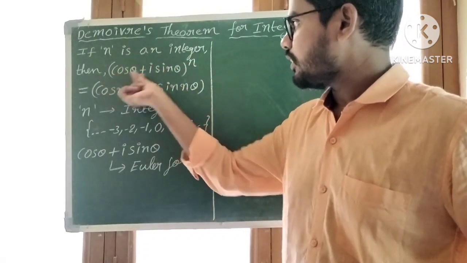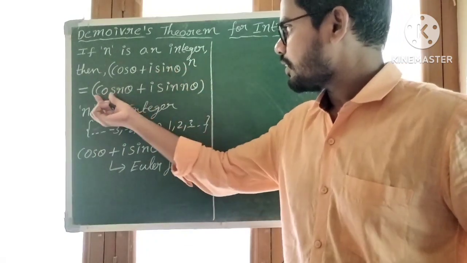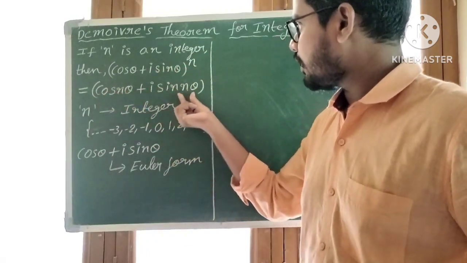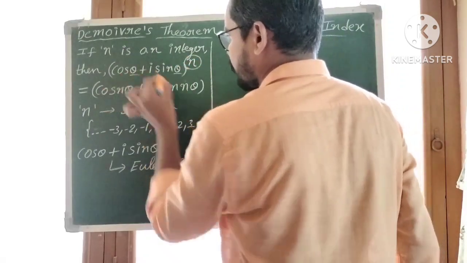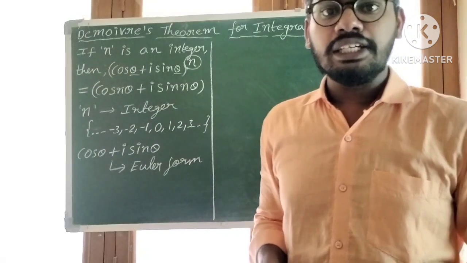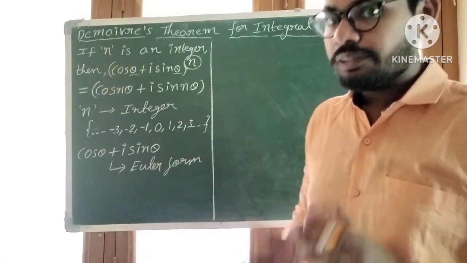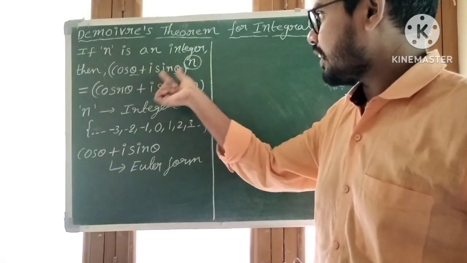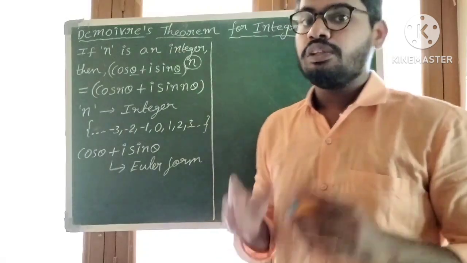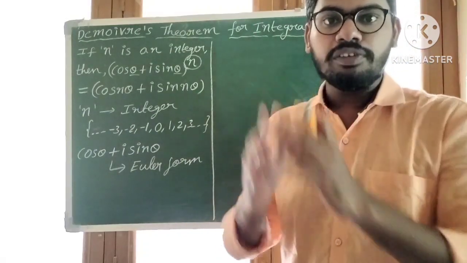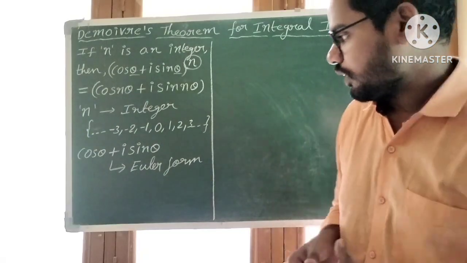If n is an integer, (cos theta plus i sin theta) whole power n can be written as cos n theta plus i sin n theta. We simply multiply the power with the arguments of the cosine and sine functions. Let us prove why (cos theta plus i sin theta) whole power n is equal to cos n theta plus i sin n theta. Okay, let us prove.